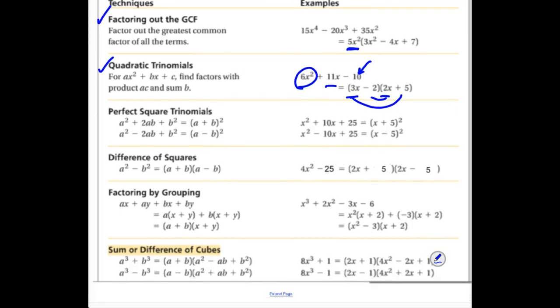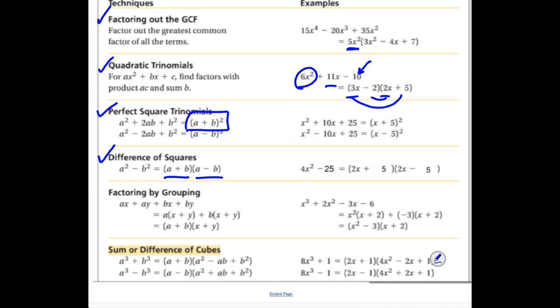Our next type, we had a couple different special patterns. We had perfect square trinomials where we factor it and we get two identical factors. And we had difference of squares where we get one factor that has a positive sign in the middle and one that has a negative sign in the middle.